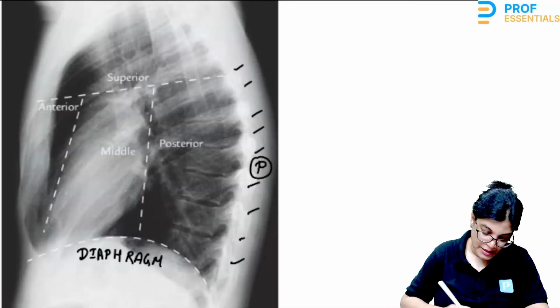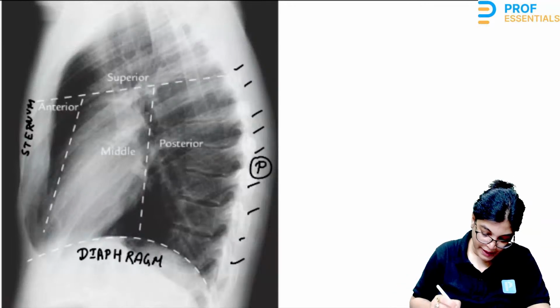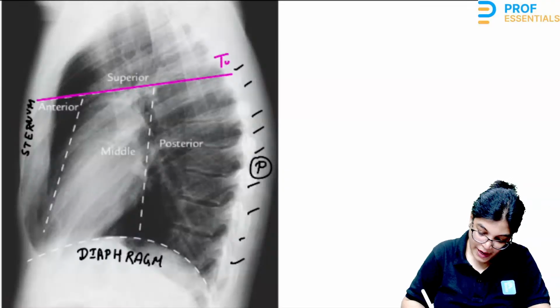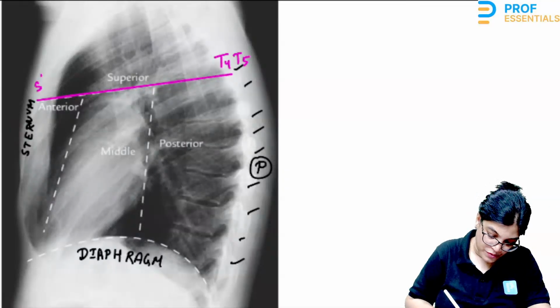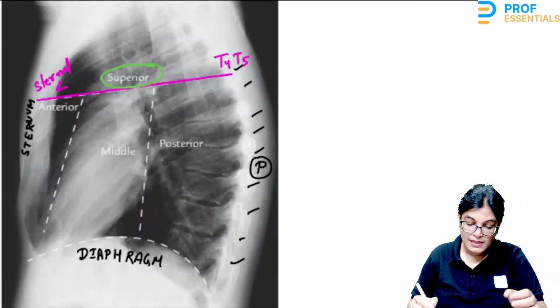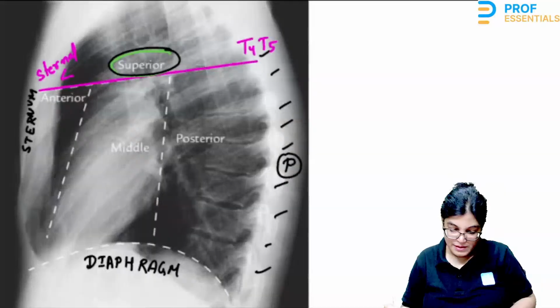P for the posterior. This is the sternum, which is lying anterior, and an imaginary plane which is passing through the T4 and T5 thoracic vertebra and the sternal angle. Above this, we will have the location of the superior mediastinum. So what is exactly this area? This is the superior mediastinum, which is clearly seen in this image.